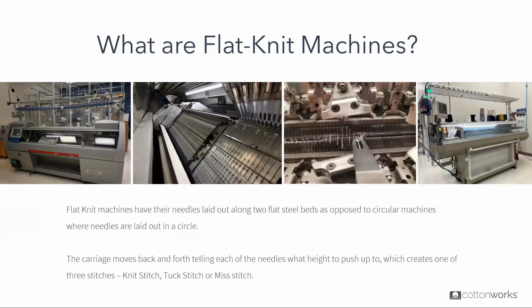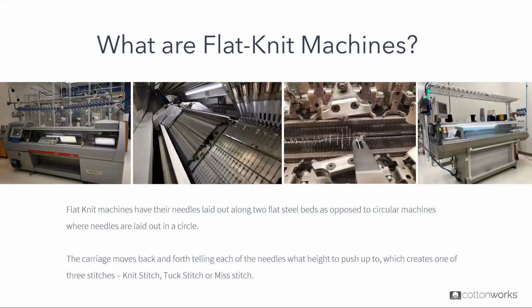So what actually are flat knit machines? These can be differentiated in the industry by the way that the needles are laid out. Flat knit machines have 2 flat knitting beds that are positioned like an upside down V. You have a front bed and a back bed, and all of these are filled with grooves or tricks, which is where the needles sit. This is different to circular machines, whose needles are set up in a circle.